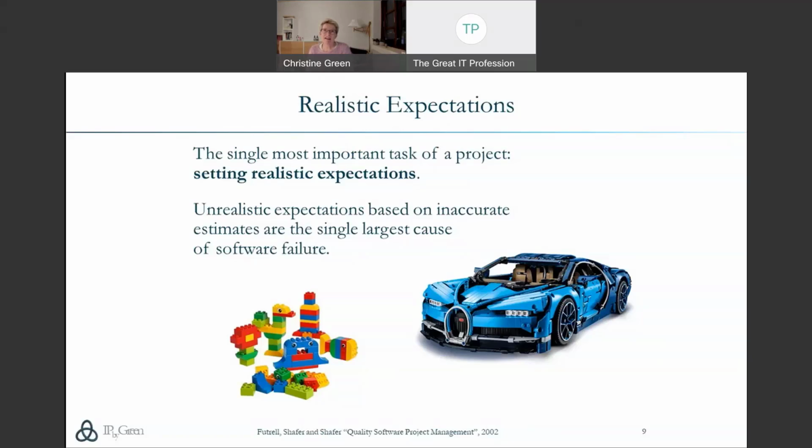One of the things that I came across in 2002 was that the single most important task of a project is to set realistic expectations. And one of the reasons for unrealistic estimates is that these expectations are not set. Now, this was in 2002, and some of you might be thinking, so many things have changed. We do agile projects, we use tools, we have a lot of other engagement today than we had in 2002.